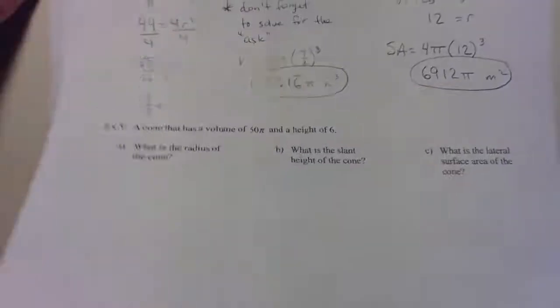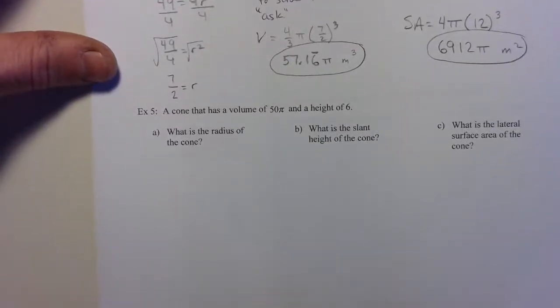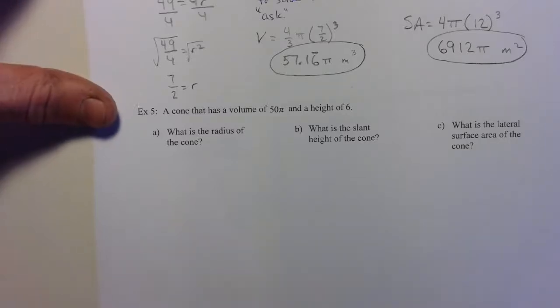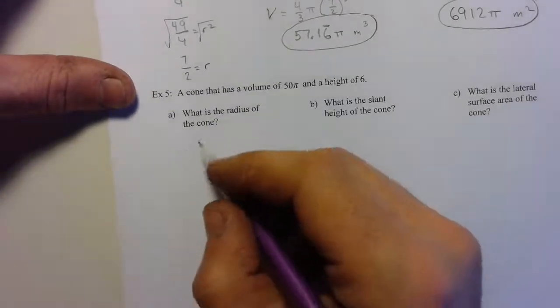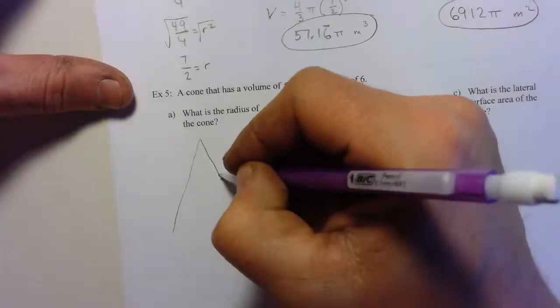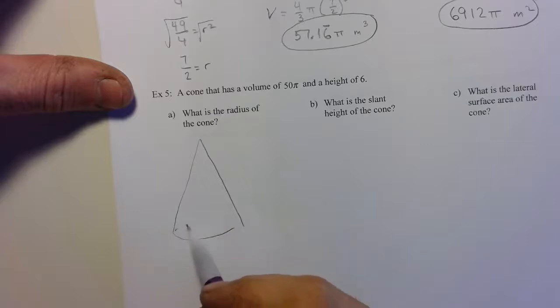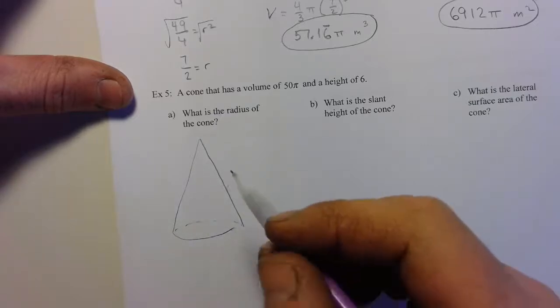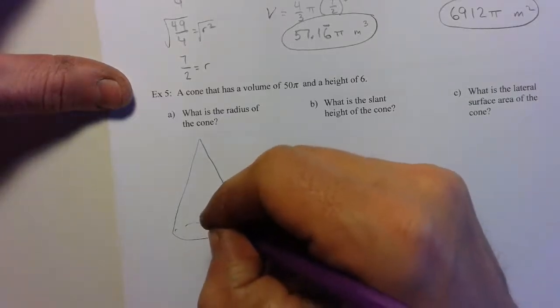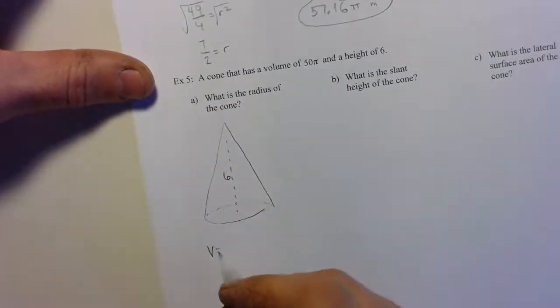Okay. Now let me do another example. Let me do example 5 here. A cone that has a volume of 50 pi and a height of 6. Okay, so cone, I draw it out. Okay, height of 6. And the volume is 50 pi.